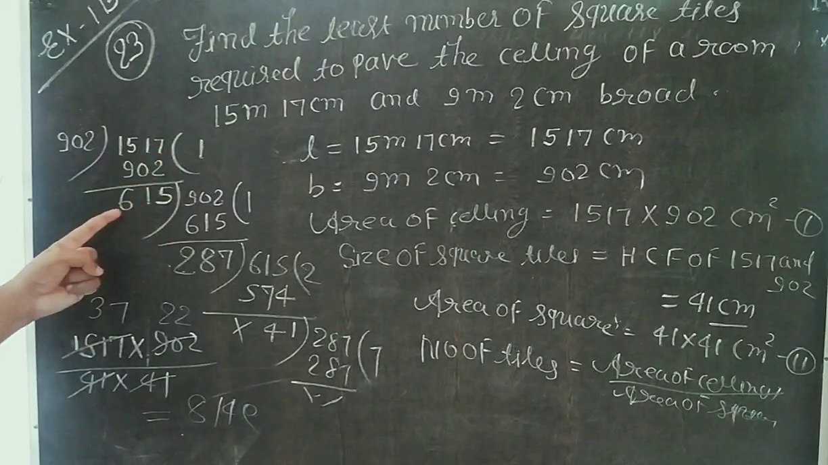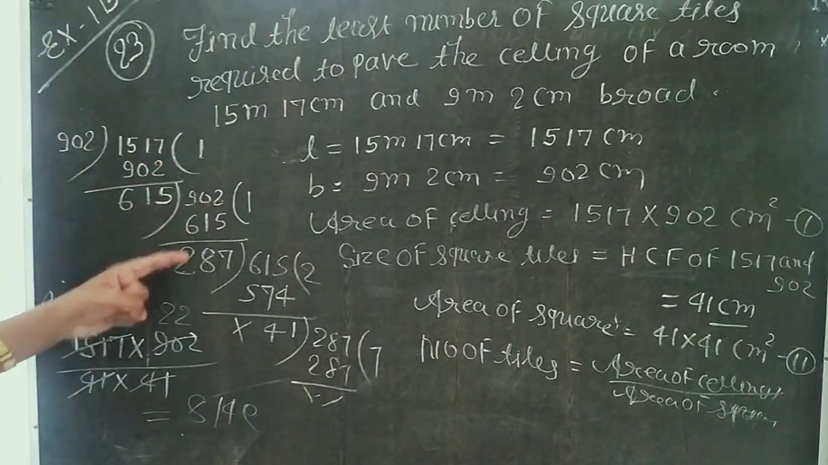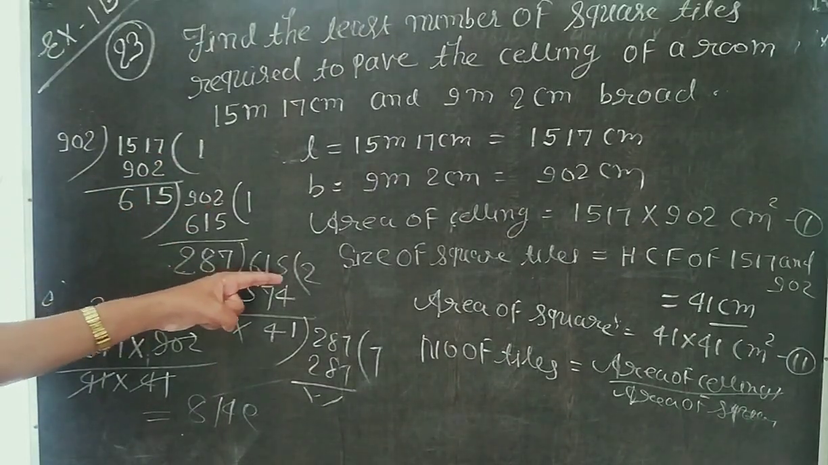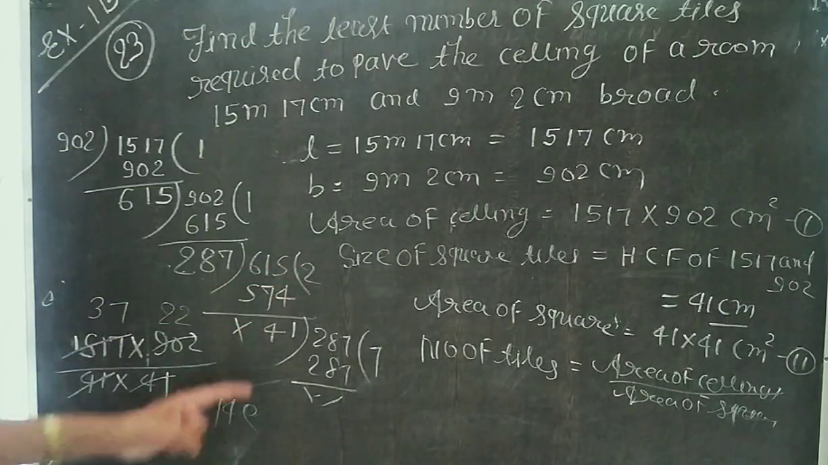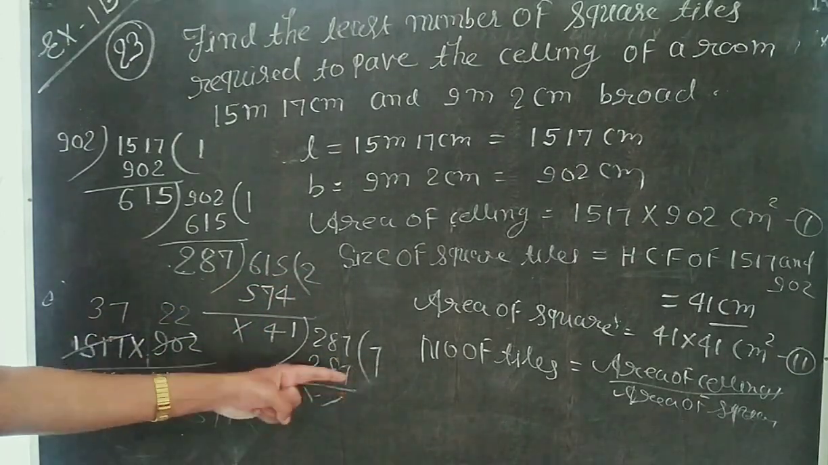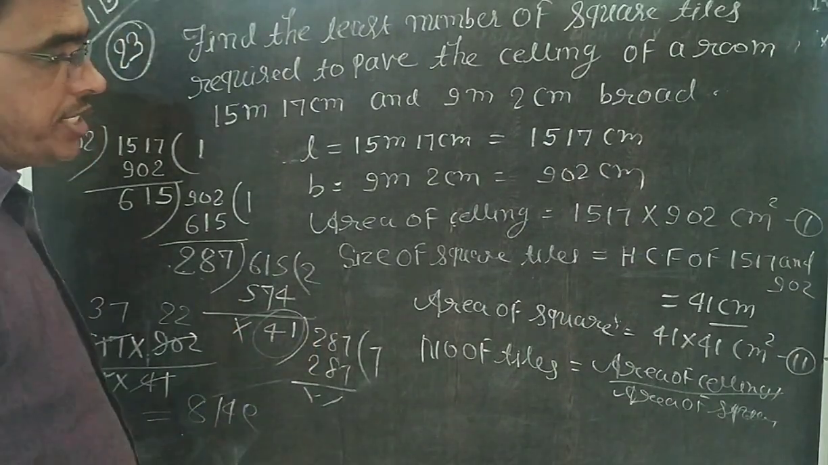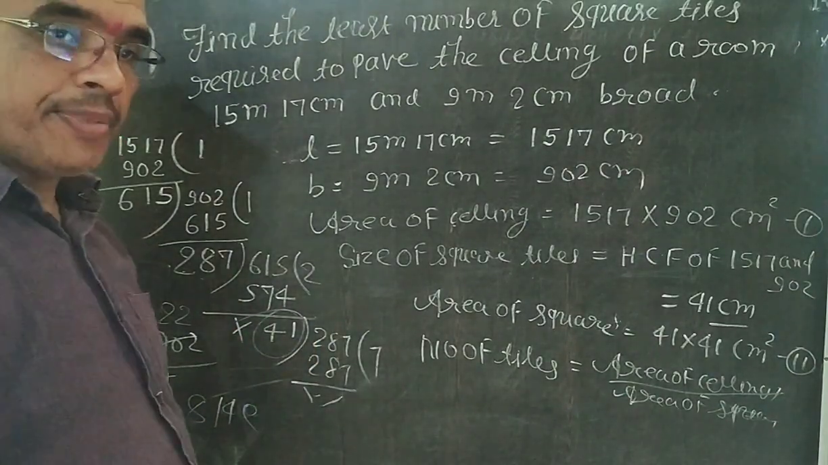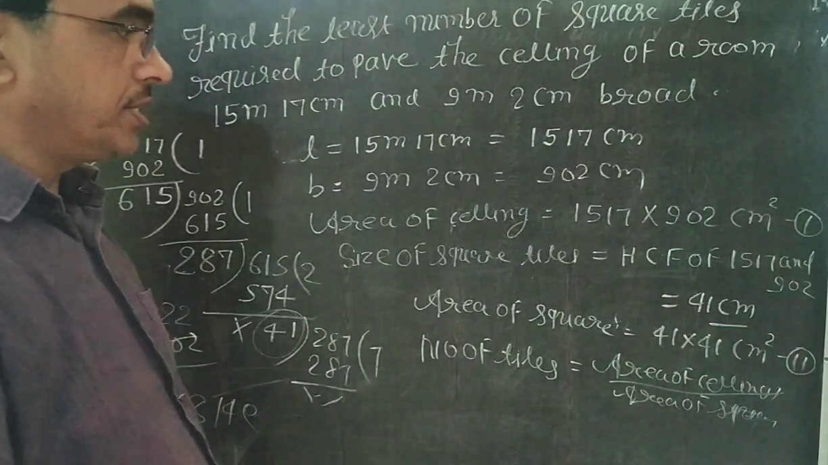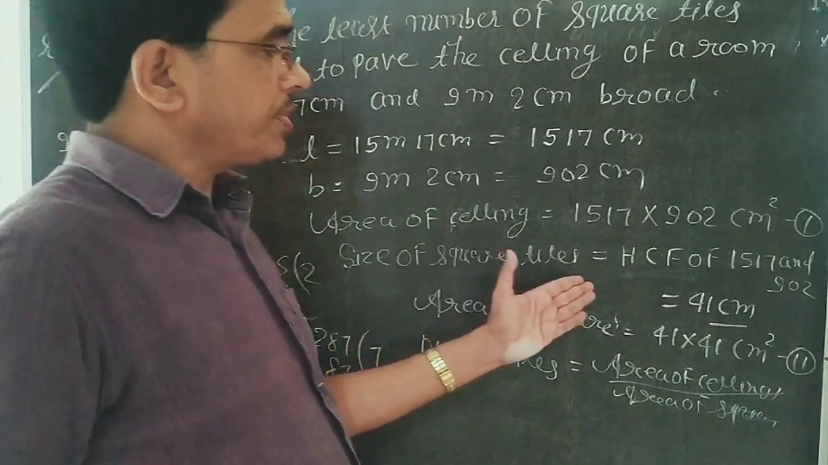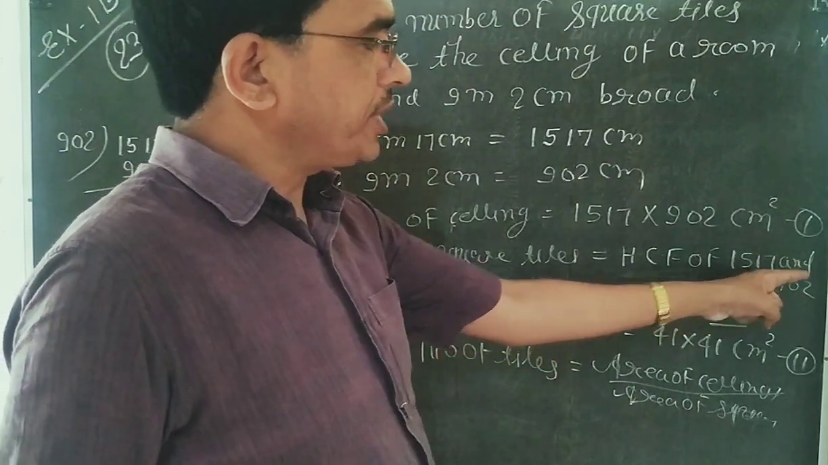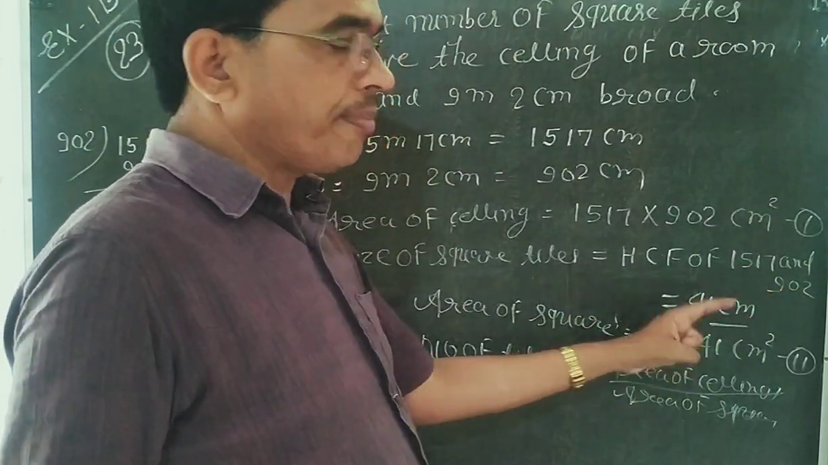902 divided by 615 once gives remainder 287. Then 615 divided by 287 twice (614) gives remainder 41, and 41 divided by 287 seven times gives 287. That means this 41 is the HCF of these two numbers. That means it is the size of the square tiles. So we write: the size of a square tile is the HCF of these two numbers, and the HCF of these two numbers is 41.